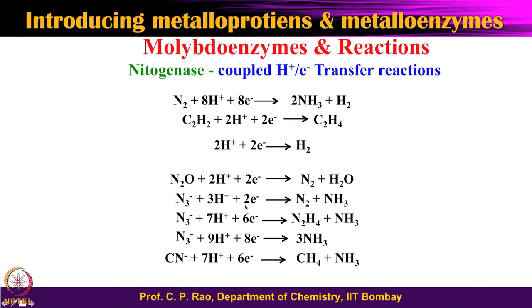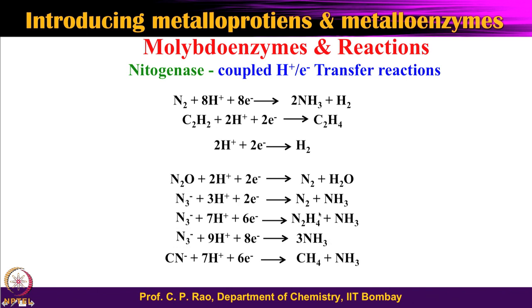And azide can be reduced at different levels. At a lower level of reduction, it will give N2 plus ammonia. With a few more electrons, 6 electrons, it will give hydrazine plus ammonia. With 8 electrons, it will give ammonia fully. So even the azide ion, what is happening? Azide initially goes to nitrogen and ammonia, and the nitrogen in turn goes to the hydrogen, and the hydrogen in turn goes to the ammonia, and that is what the total reaction is.